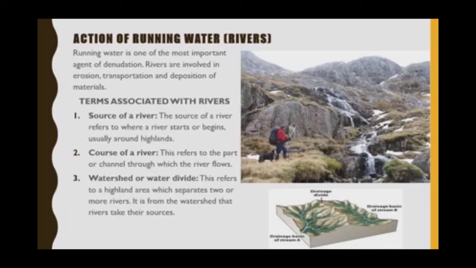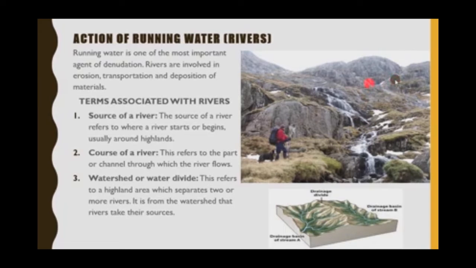Action of running water or rivers. Running water is one of the most important agents of denudation. Rivers are involved in erosion, transportation, and deposition of materials. The following are the terms associated with rivers. Number 1 is source of a river. The source of a river refers to where a river starts or begins, usually around highland areas.